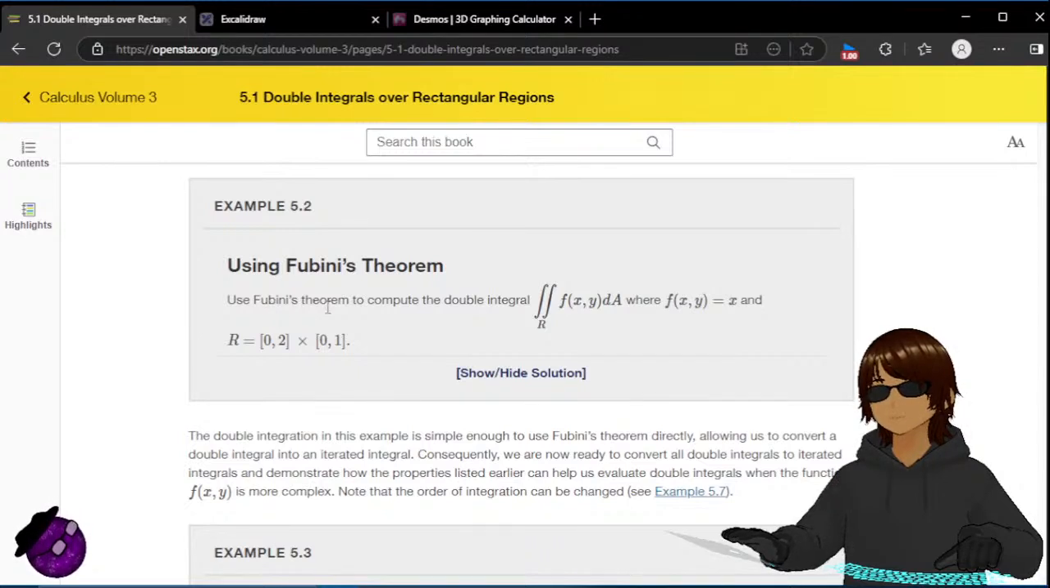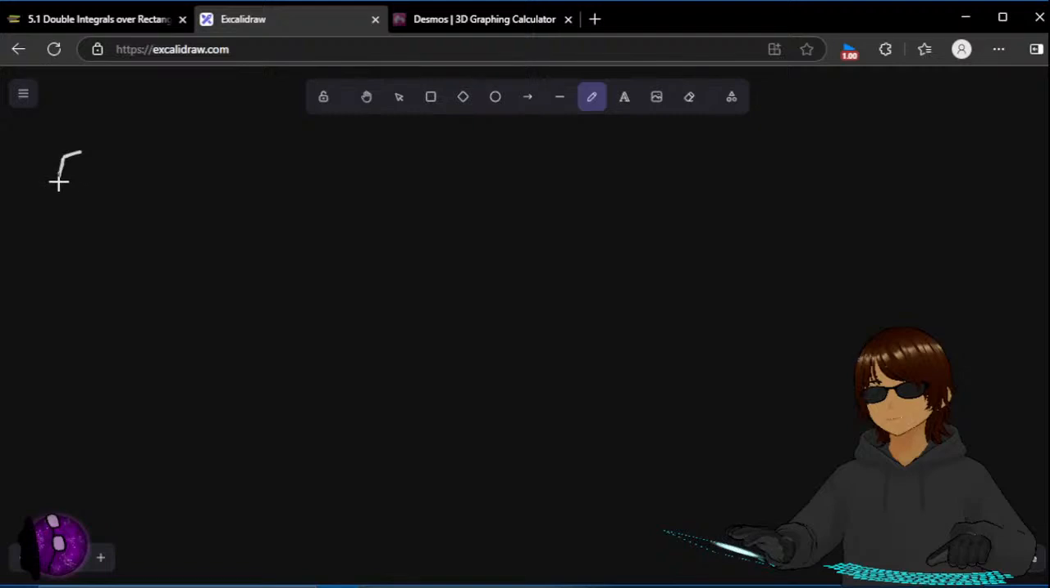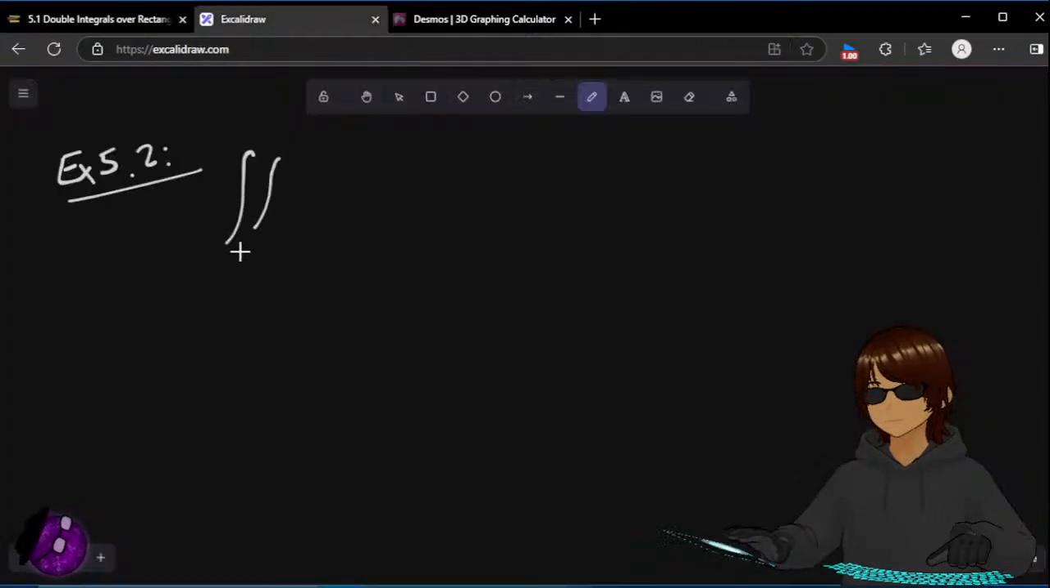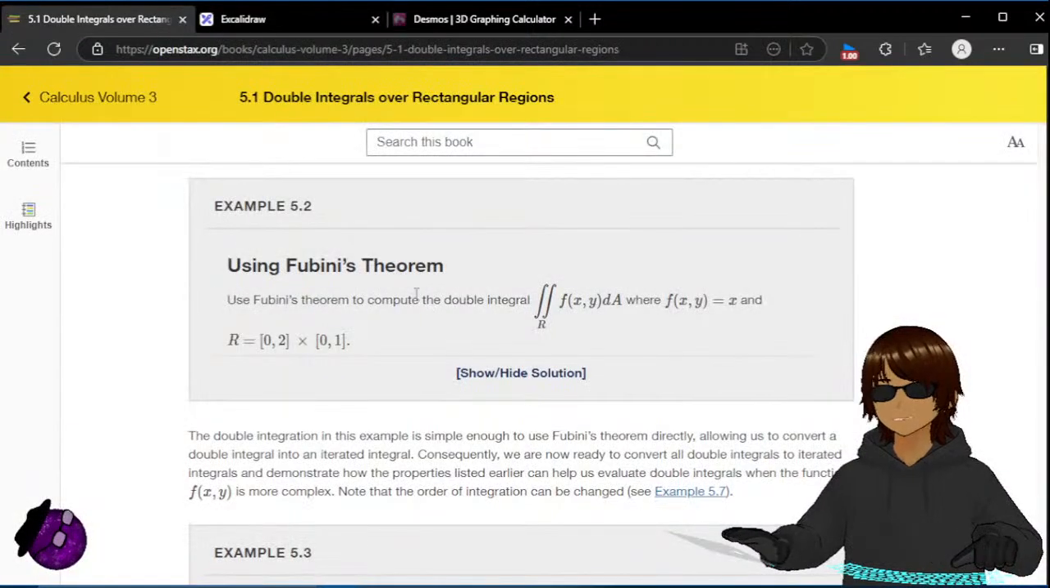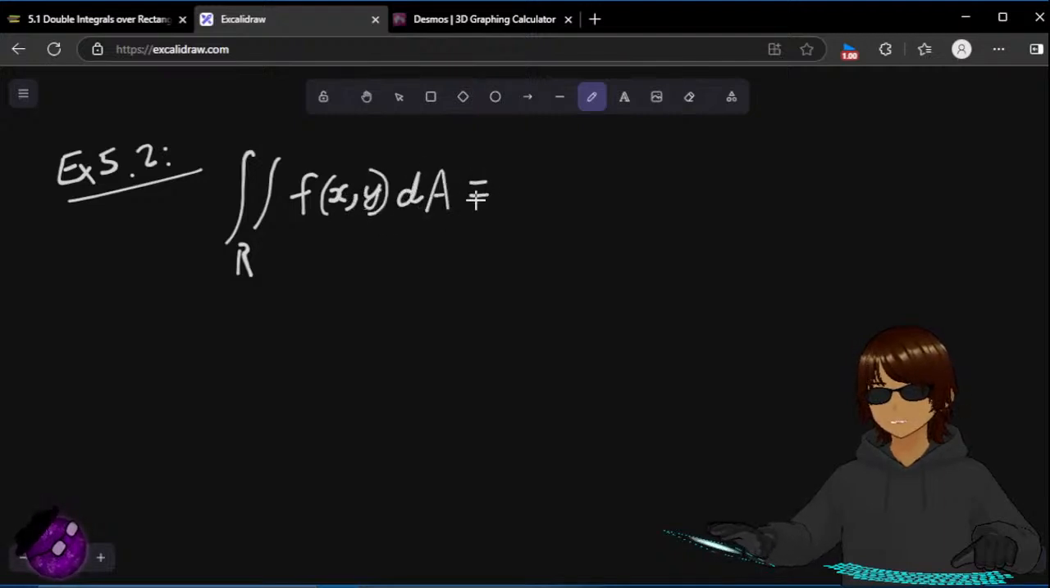Use Fubini's theorem to compute the double integral where f of x, y is equal to x. And we have this region. Example 5.2. So we have the double integral over R of f of x, y dA, and we have f of x, y is just x.